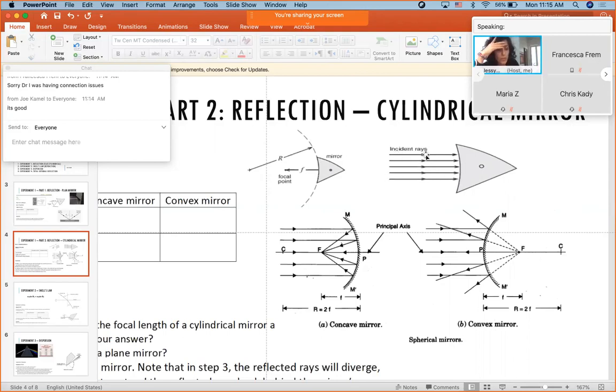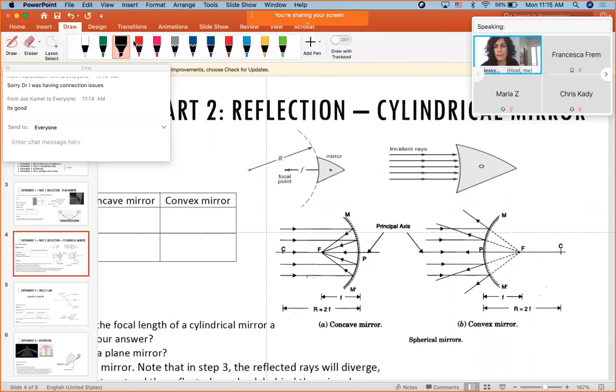The incident rays are actually 5 beams that are parallel to each other. You will see reflection, and this is how reflection is supposed to happen. So this is a concave mirror. Okay, concave mirror, and this is a convex mirror. These are called spherical mirrors or cylindrical mirrors. So both names do exist in the book.